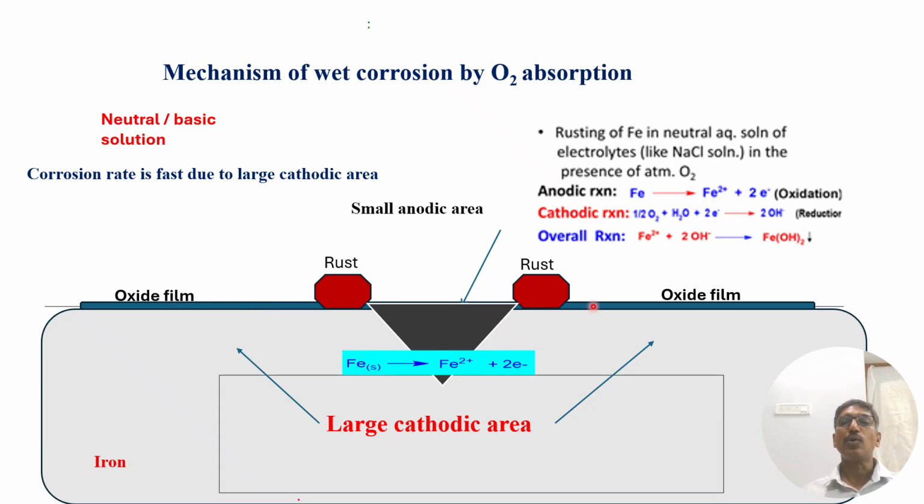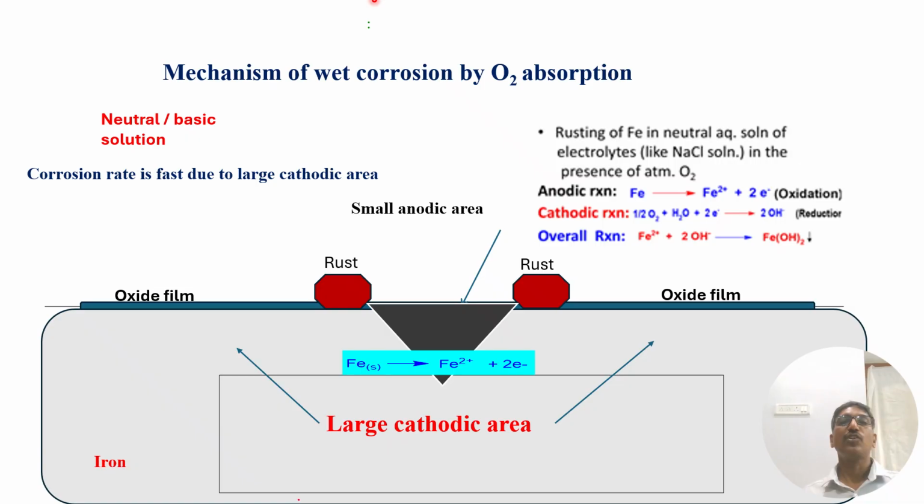Here, the cathodic region is vast when compared to the anodic region. Hence, acceptance of the electron is highly favored. Hence, the corrosion rate is very high for the oxygen absorption. So the overall reaction leads to the progressive formation of ferric hydroxide, commonly recognized as rust. You can see that rust formation is because of the iron oxidation.